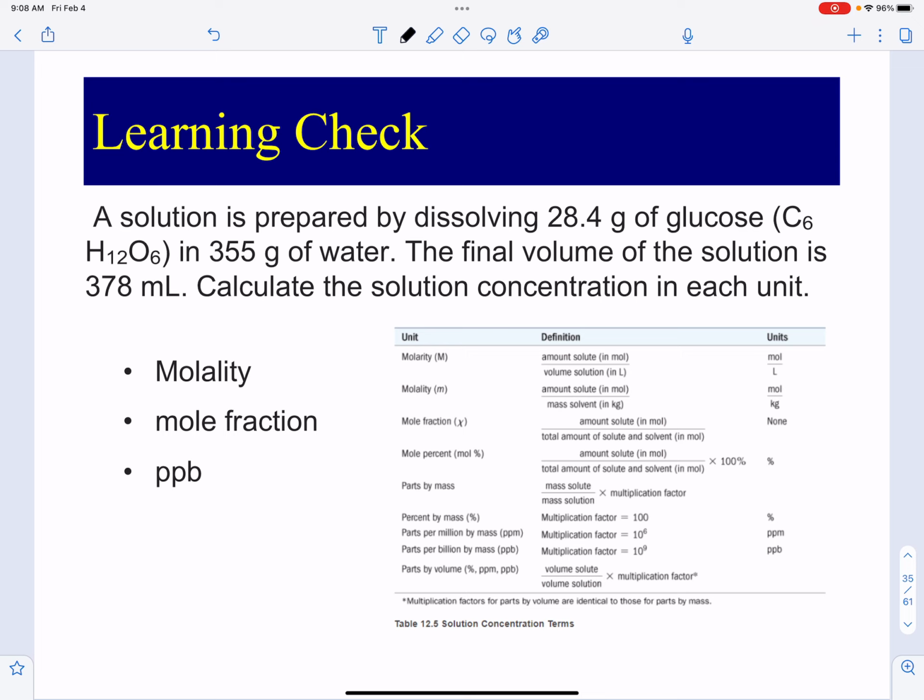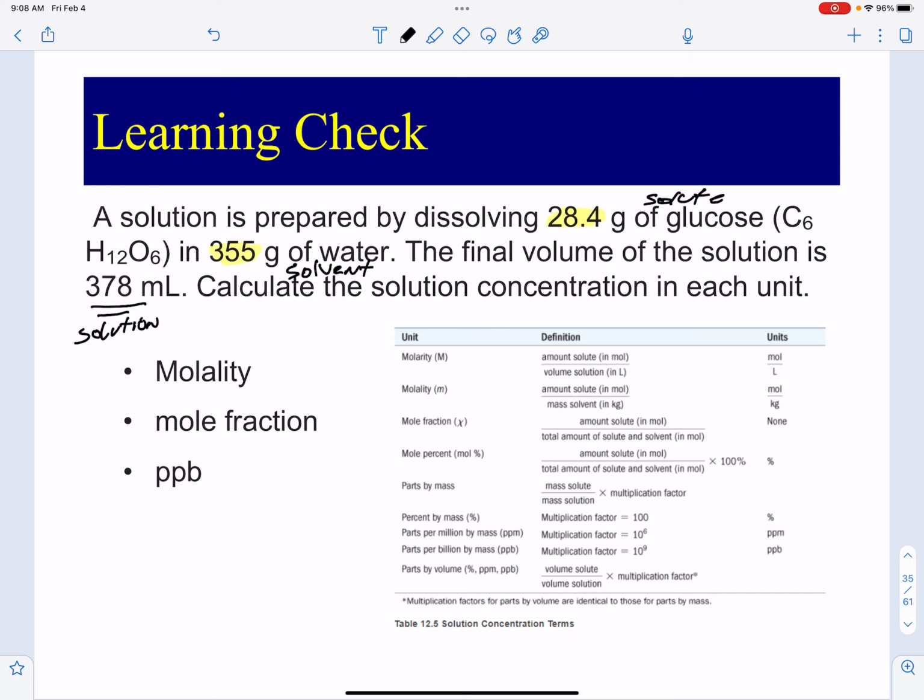So let's begin with this problem. A solution is prepared by dissolving 28 grams of glucose. So this is our solute because we are dissolving it in 355 grams of water. So this is our solvent because that's what we are dissolving in. In addition to that, this is 28.4 and this is 355. So the one in the highest amount is always the solvent. The final volume of the solution is 378 milliliters. So this is the solution, but it's given in volume.